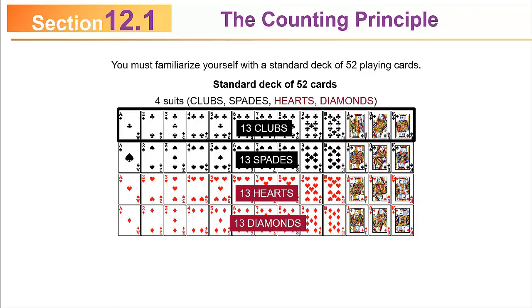So the deck has 52 cards, 26 black, 26 red, 13 clubs, 13 spades, 13 hearts, 13 diamonds. Those four things are called suits. Clubs and spades are black suits. Hearts and diamonds are red suits.